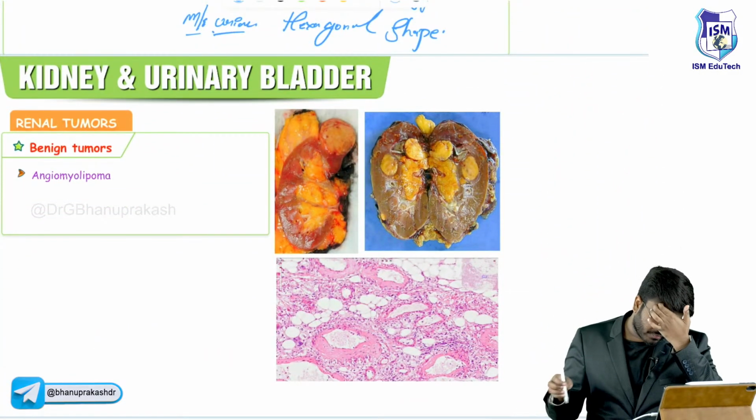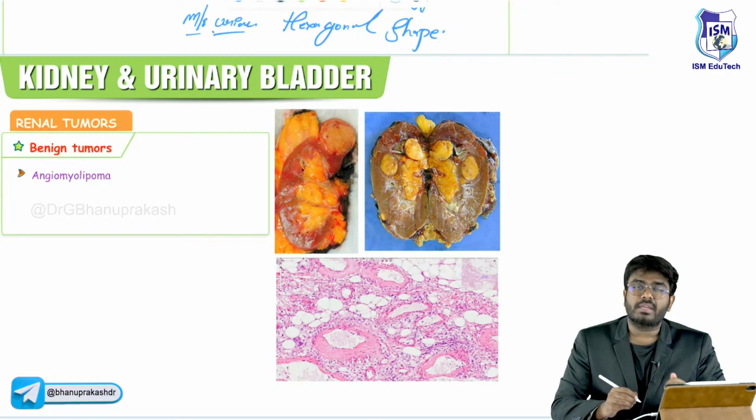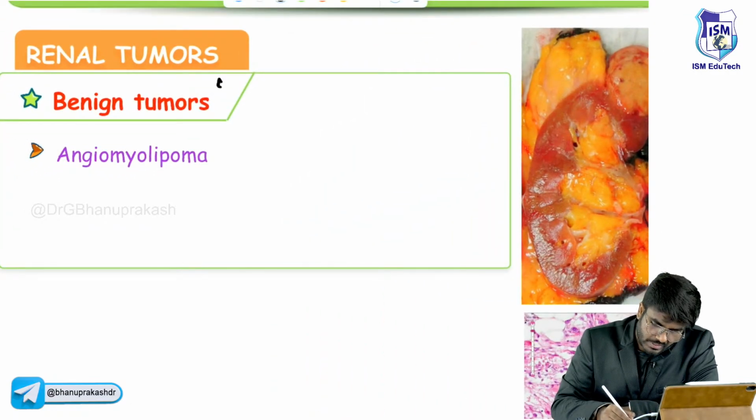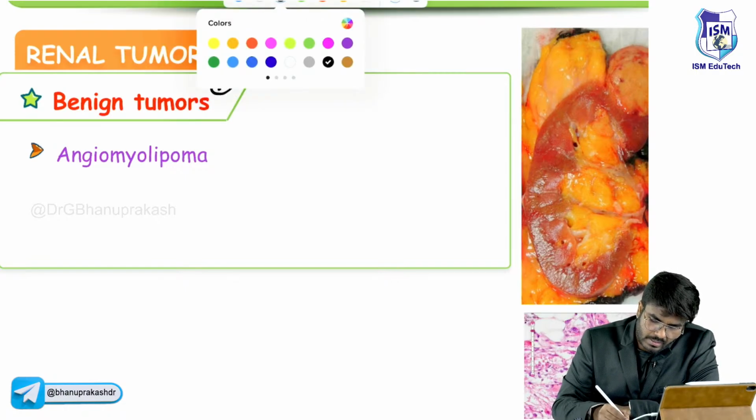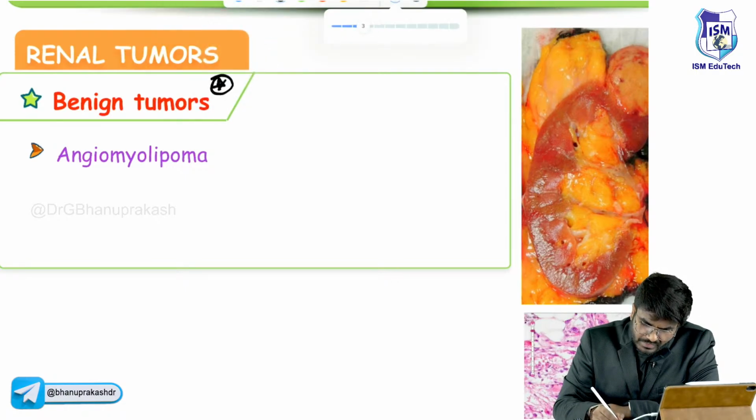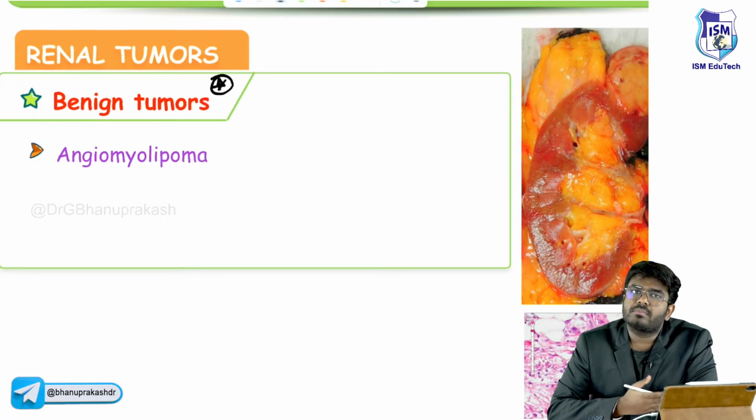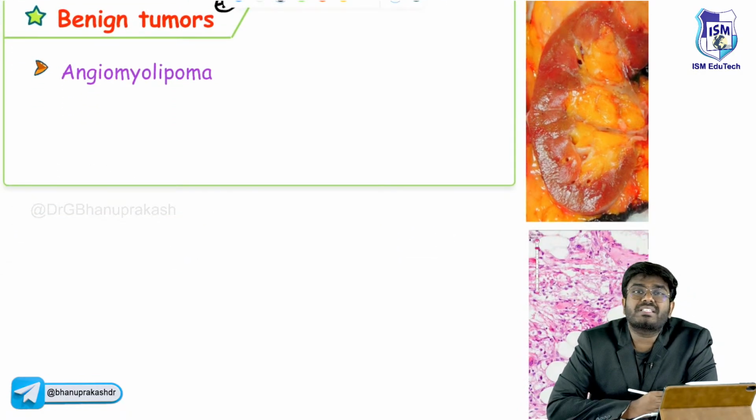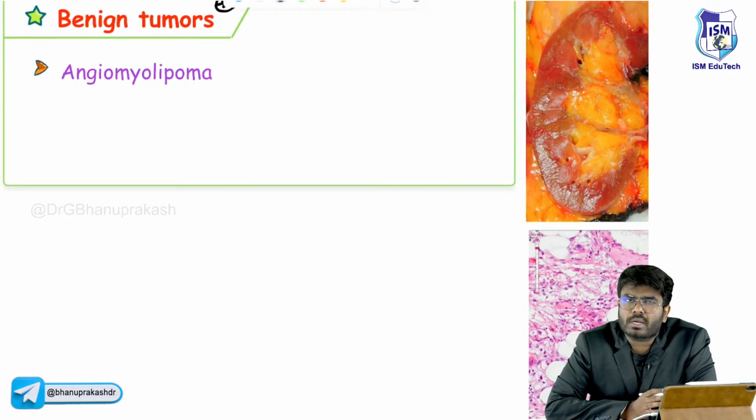Now, after the nephrolithiasis topic, the next topic I wanted to start without any further delay is renal tumors. The renal tumors are of two types: one is a benign tumor and the other is a malignant tumor. Benign is non-cancerous, malignant is cancerous. So, what are the benign tumors that can come to your kidneys? Benign tumors, just a tumor, not a cancer.